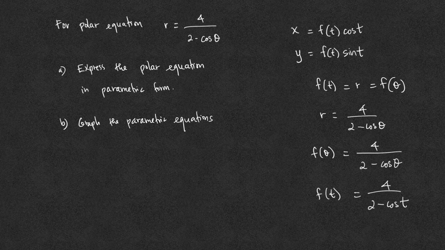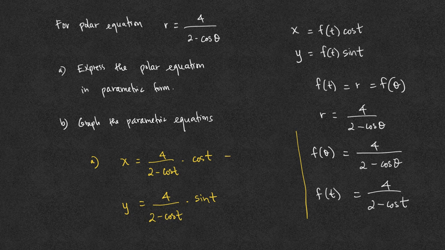Therefore, we have parametric equations. x equals f of t, which is 4 over 2 minus cosine of t, times cosine of t, and y equals f of t, which is 4 over 2 minus cosine of t, times sine of t. Simplifying this, we have x equals 4 cosine of t over 2 minus cosine of t, and y equals 4 sine of t over 2 minus cosine of t.